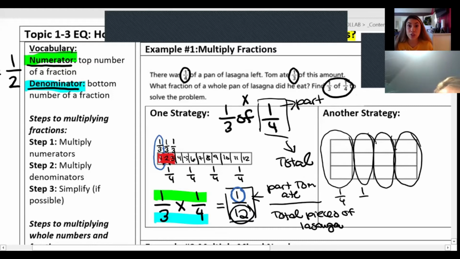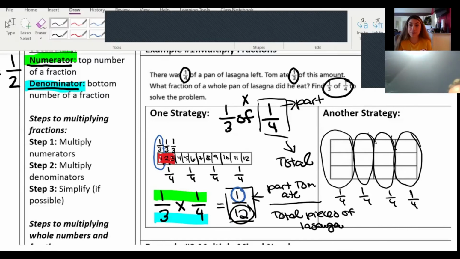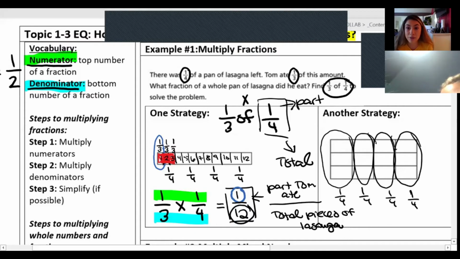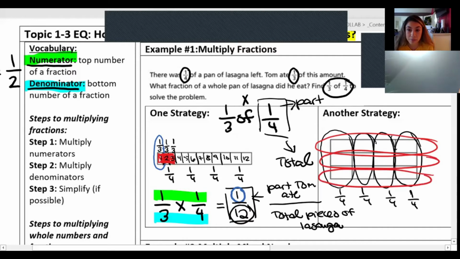Tom only ate 1/3. So we have 3 pieces, right? And he only ate 1 of those 3 pieces. So we cut them up now horizontally into thirds, 1, 2, 3. But Tom only ate 1 little tiny sliver. So just that 1 square shows that that's just the part.